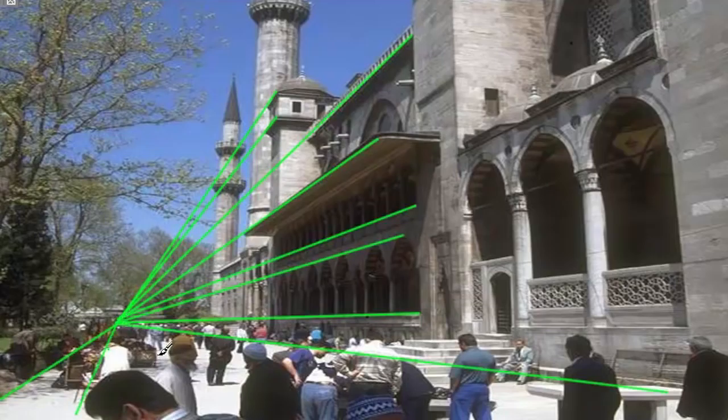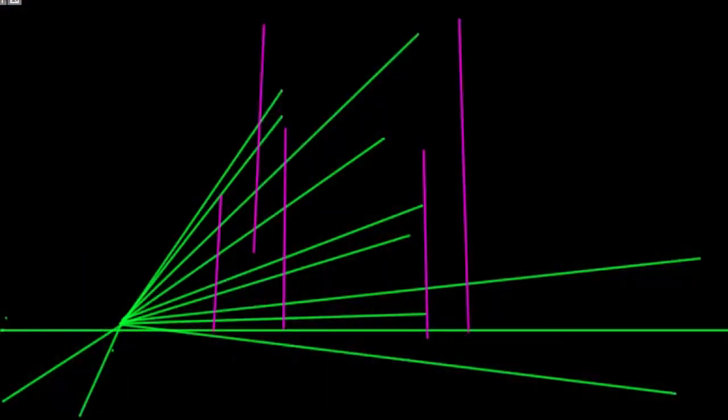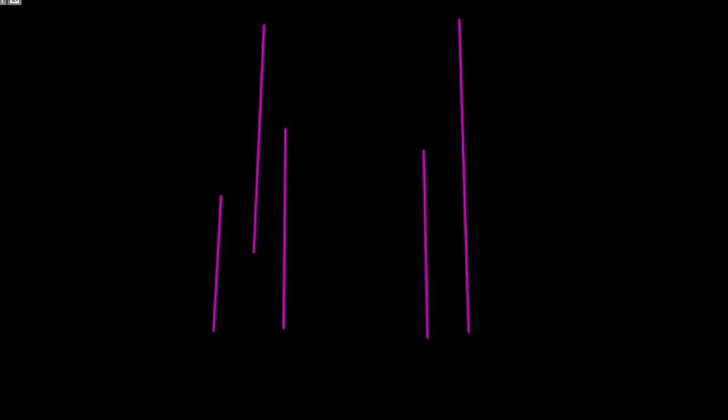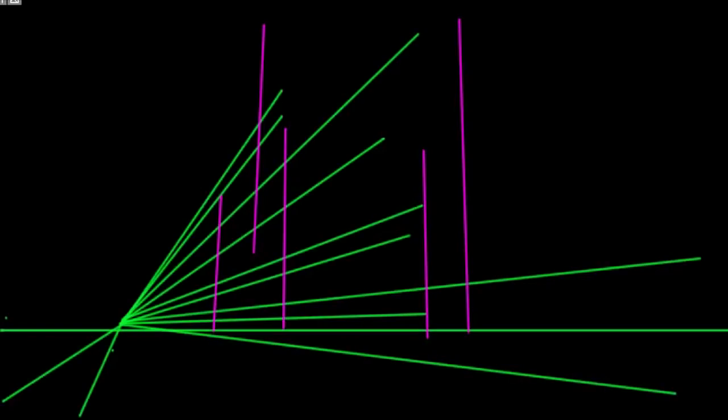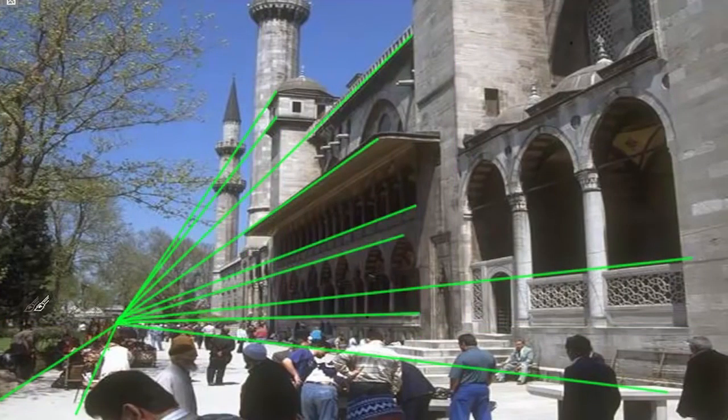Now you'll also notice that the vertical lines on the building are perfectly plumb. That means they go straight up. Even though the lines on the side of the building are pointing toward the vanishing point, the vertical lines are still perfectly vertical or plumb. So the vertical lines in a vanishing point perspective are not distorted.